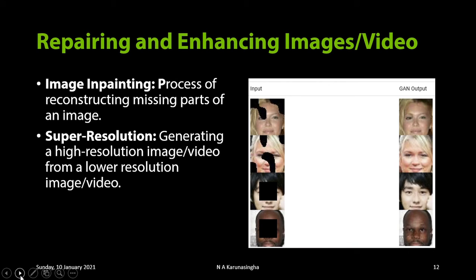And then there are also applications when it comes to repairing and enhancing images or videos. There are 2 major areas when it comes to this. One is called image inpainting. So basically you take images or videos and you reconstruct missing parts or corrupted parts of that image using GANs. Another area is called super resolution, where you generate a high resolution image or video from lower resolution images and videos, basically upscaling those images and videos.